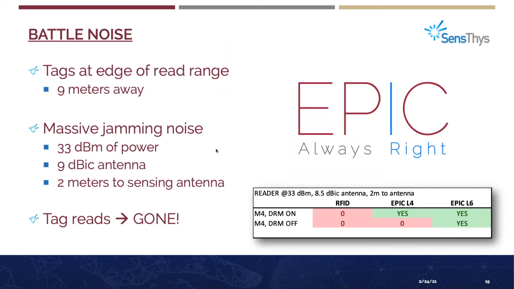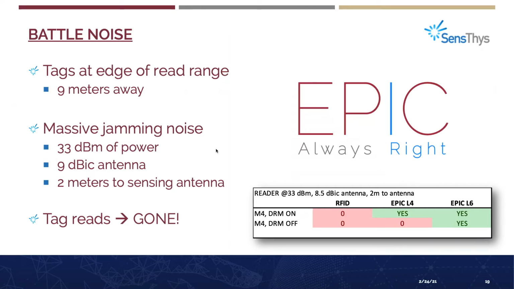And then we take another antenna from another reader. That reader is putting out 33 dBm of power, 2 watts of RF power. It's a 9 dBiC antenna, so it's a focused beam, and we take that antenna 2 meters away and we point it right at the sensing antenna that's looking at these tags. So we're just adding a huge amount of jamming. If we flip that jamming signal on, those tags are gone, absolutely gone. RFID can't read them to save its life.